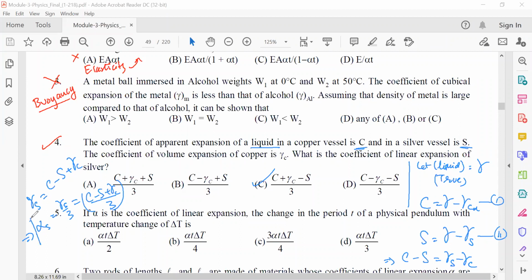Last step, this is the relationship between gamma and alpha, right, Shikhar? Any material's gamma is equal to 3 times its alpha, right? Okay, so just that concept we have to use. Okay, let's move on.